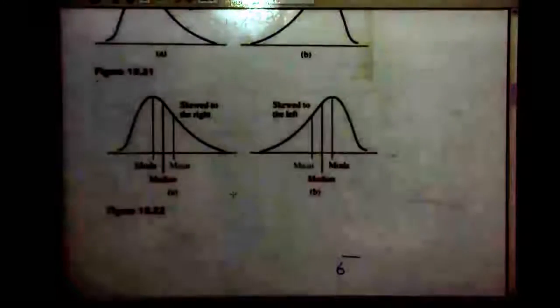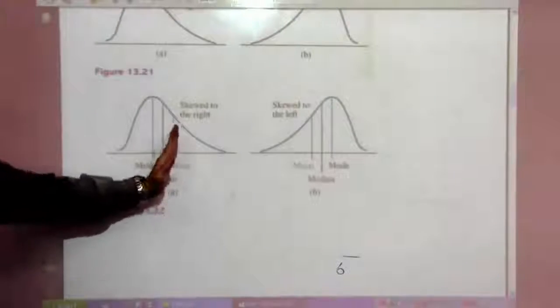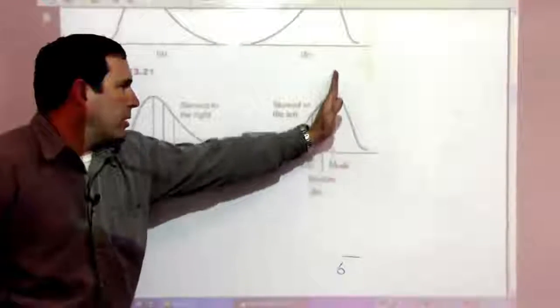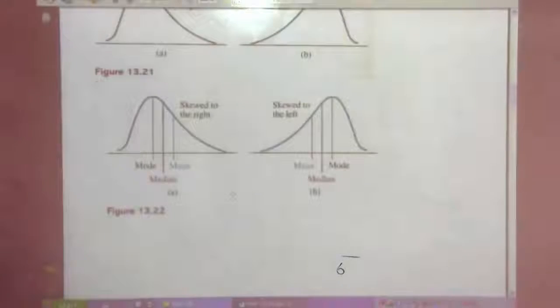So in skewed to the right, your mode is over here, and the mean is to the right of that, as well as your median. Skewed to the left, your mode is here, and to the left of that would be your mean and median.